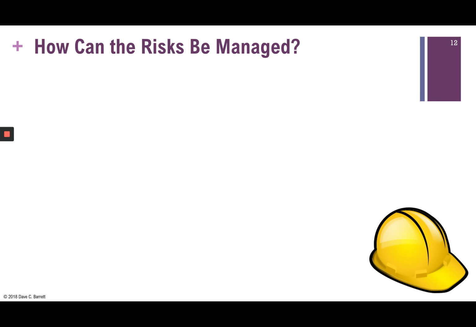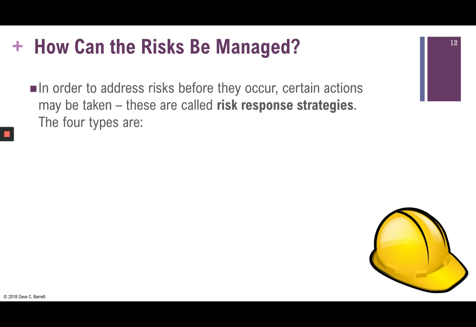We now go on to the second point, which is, how can the risks be managed? And so let's start to look at that. In order to address risks before they occur, certain actions may be taken. They're called risk response strategies, and there are 4 types. There's acceptance. That means we will accept whatever happens. There's mitigation, which is we will look into things, we will make changes to our plans in order to hopefully reduce the probability or reduce the impact.